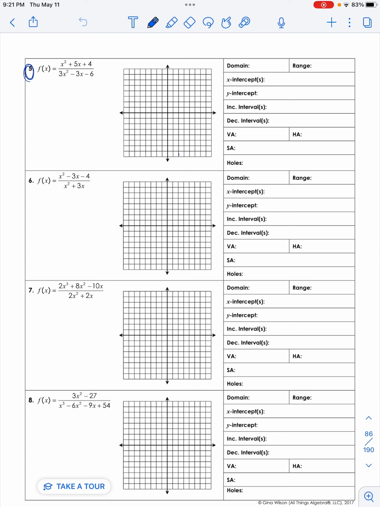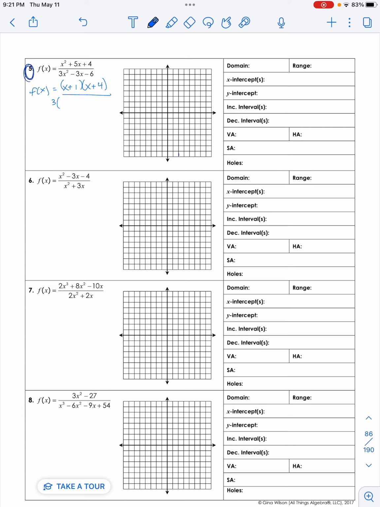The first problem that I'm going to look at is f of x equals x squared plus 5x plus 4 divided by 3x squared minus 3x minus 6. What I'd like you to do here, the first thing you need to do is factor the top and factor the bottom. So the top factors into x, two numbers that multiply to 4 and sum to 5 with the signs that are the same.